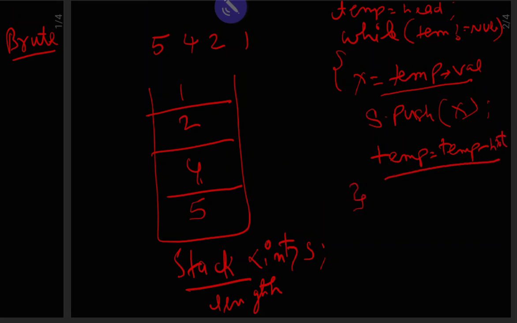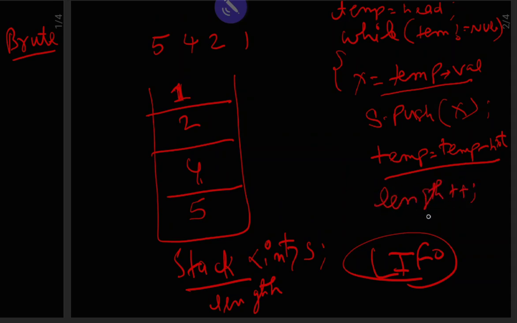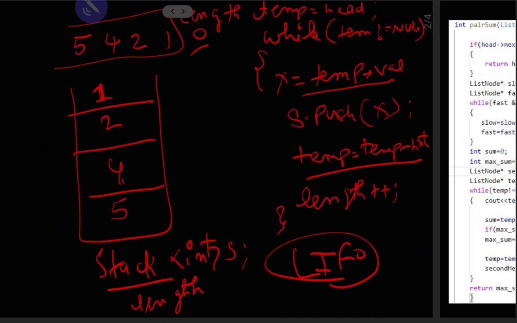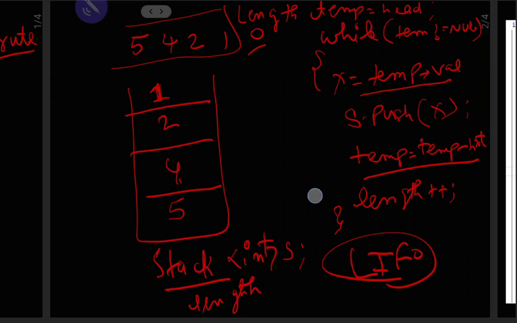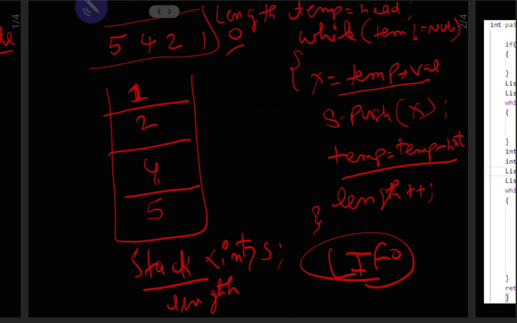I will push all the elements, and because of its LIFO property, last in first out, the last element will be at the top of the stack. We also calculate the length as well: I will just increment length, where initially length was 0. So we are taking the help of another data structure, a stack, to push all the elements of the linked list into it. After storing all the elements in my stack, the length will be 4.